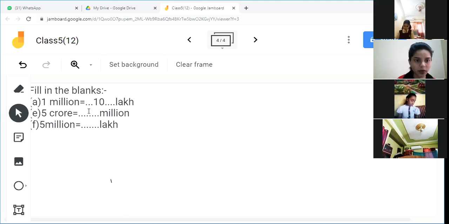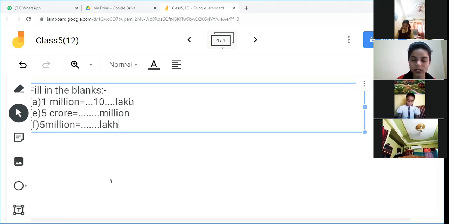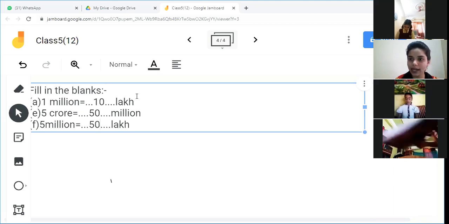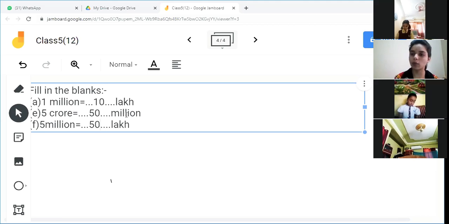Yes, 5 crore is what? See, 1 million equals 10 lakh. So 5 crore will be what? 50 million. And 5 million will be 50 lakh. Why 50 lakh, children? Because 1 million is 10 lakh. So 5 million is 50 lakh. And here 5 crore is 50 million. So you can compare, you can write the numbers in both systems. If you are having confusion, you can write the numbers in both systems and you can solve these questions. Understood?